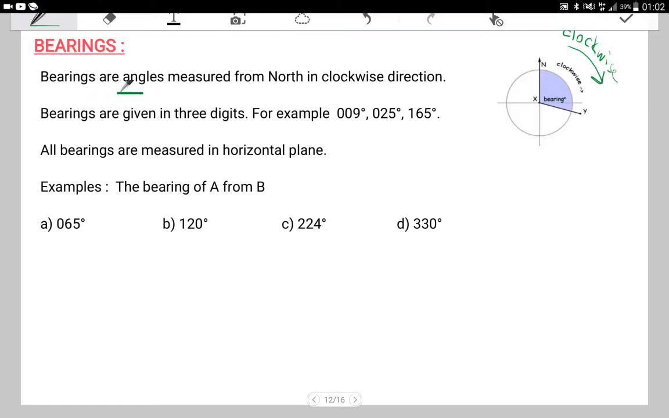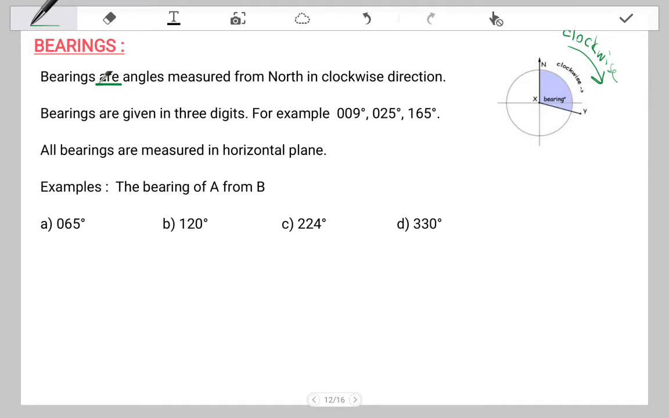We have to do a quick revision for bearings. For those who have studied that topic before, they need it, or this is going to be a short and quick way to introduce bearings for those who have not studied that topic until now. Bearings are angles measured from north in clockwise directions.